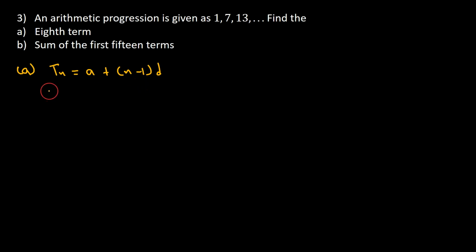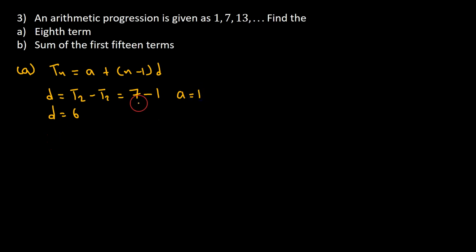We don't have the common difference. So common difference is d equals second term minus first term, which is equal to our second term, 7, and then our first term, you have it as 1. So it's 7 minus 1. Therefore, our common difference there, we have it as 6. So we have also the first term. The first term a is 1 there.